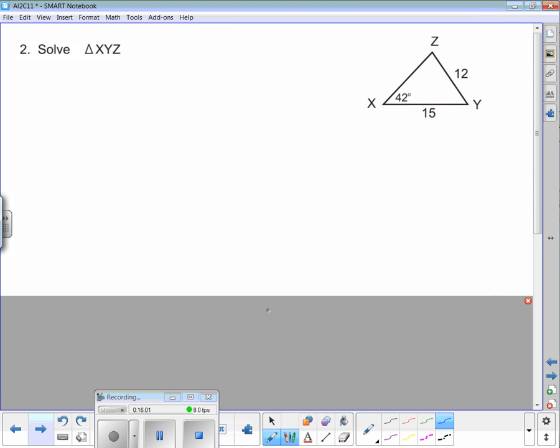Let's go to our second page here. All right, so here's a situation where it says solve triangle XYZ. All right, you have to remember, we did this last chapter, to solve a triangle means find all angles and all sides. So that's what you're after when you are solving a triangle. Each triangle is unique. You have to look at it and determine what to do.